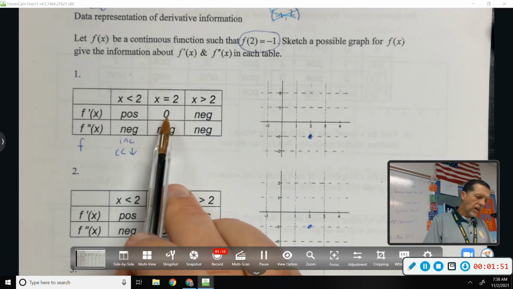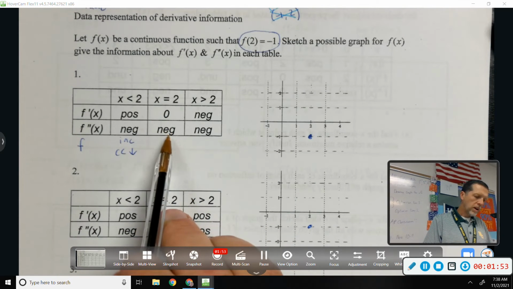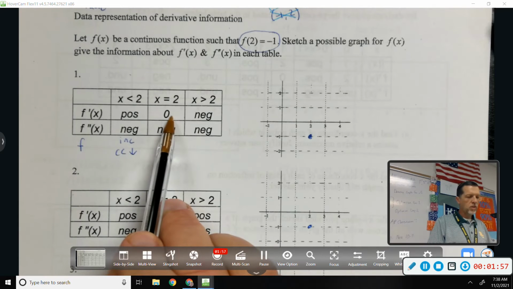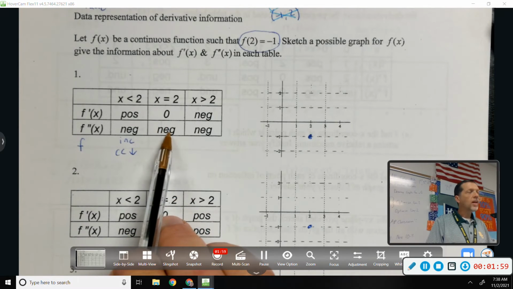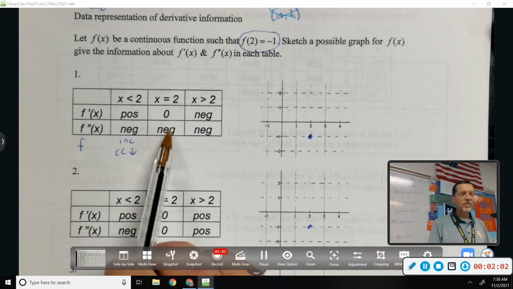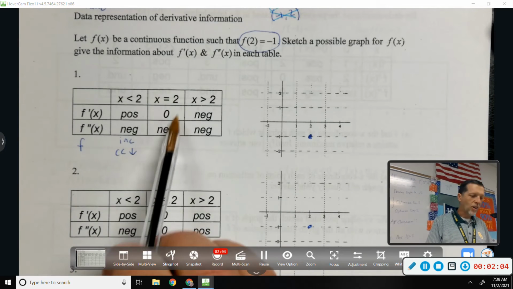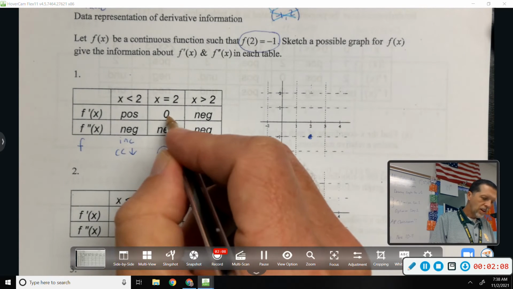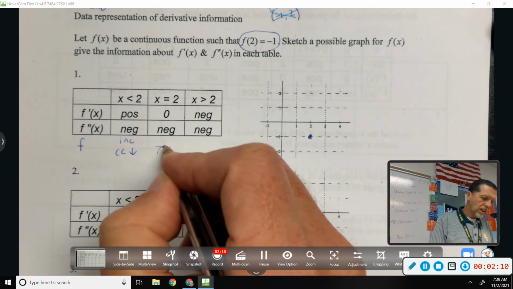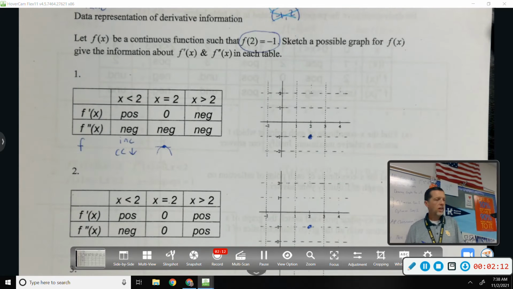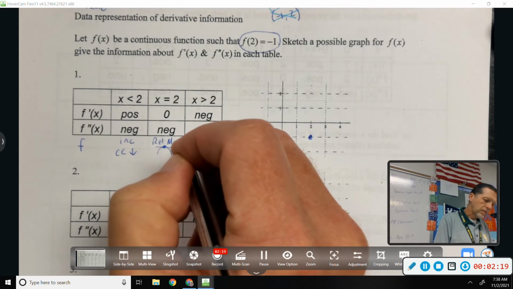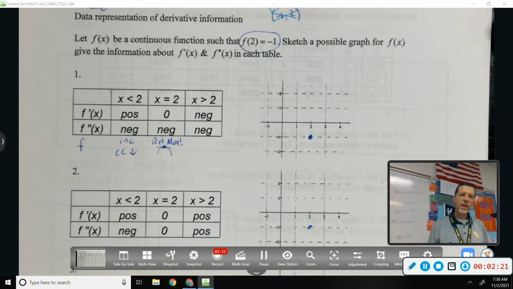What does it mean if f prime is 0 and we're concave down? F prime is 0. That means there's a max. That's the second derivative test. You may have forgotten what it's called, but hopefully you remember that's what's going on. If we're concave down but have a horizontal tangent line, there's a max there. Relative max by the second derivative test.